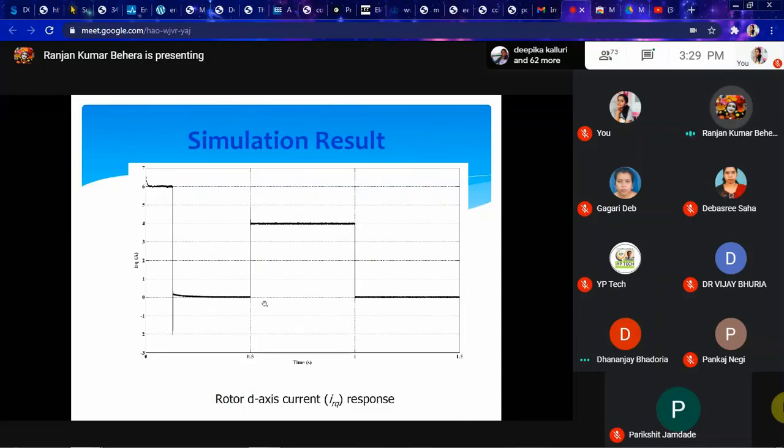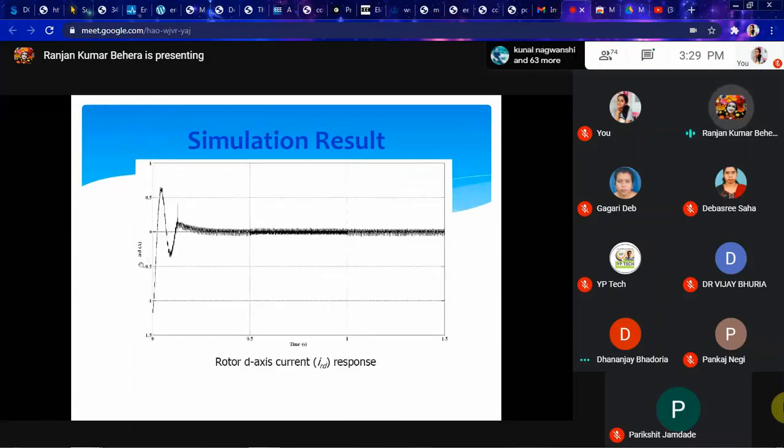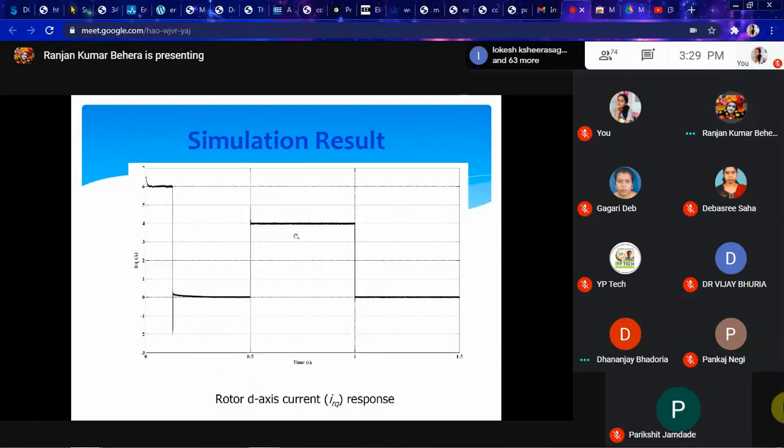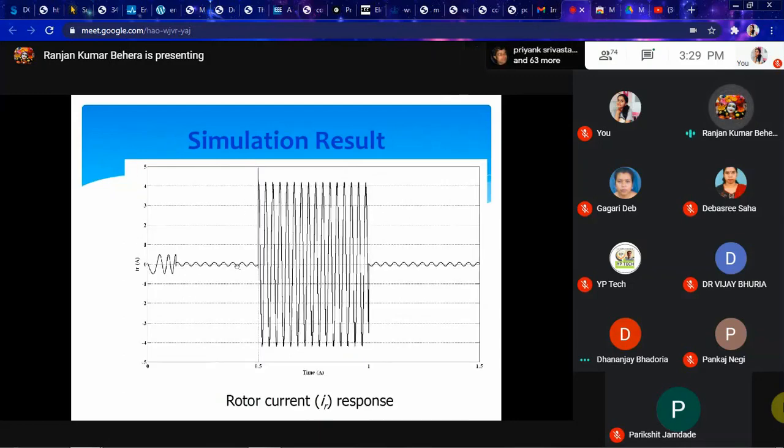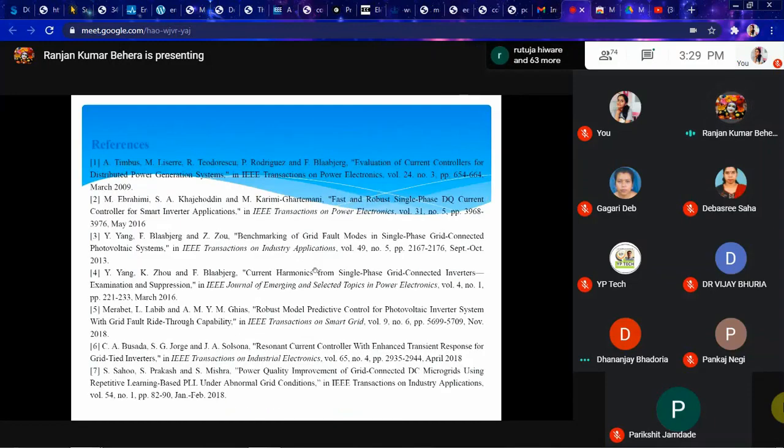And this is our D-axis current response, rotor D-axis current. And then you can see that IRD is not affected as we are changing the D-axis current. Okay. So now, whenever there is the rotor current, you can see that during this period, this rotor current injects the magnetizing current to the rotor.